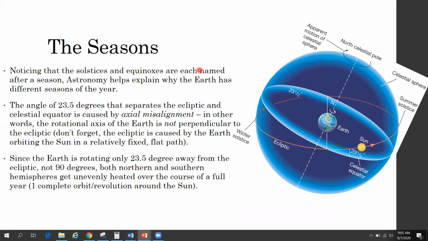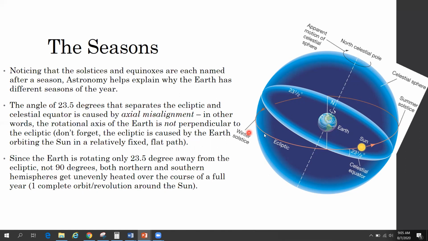So noticing that the solstices and equinoxes are each named after a season, astronomy helps explain why the Earth has different seasons of the year. The angle that we mentioned that separates the ecliptic and the celestial equator of 23.5 degrees is caused by something we call axial misalignment. In other words, the rotational axis of the Earth, which again, that's that white dashed line here in the diagram, is not perpendicular to the ecliptic.